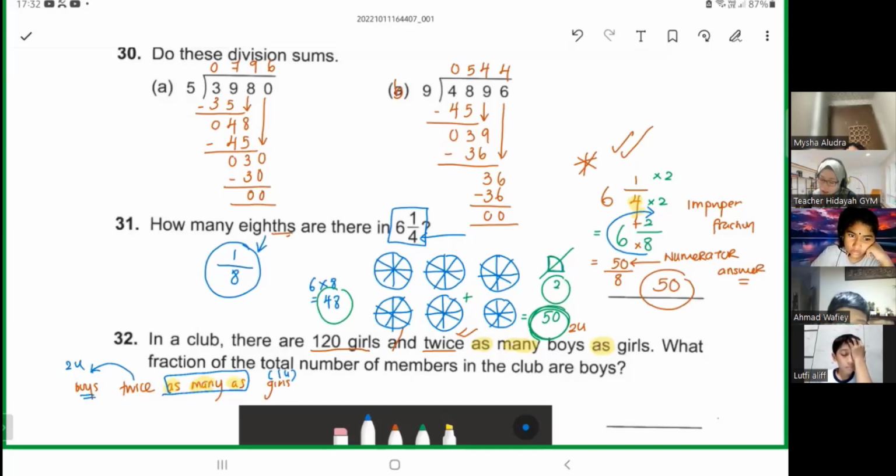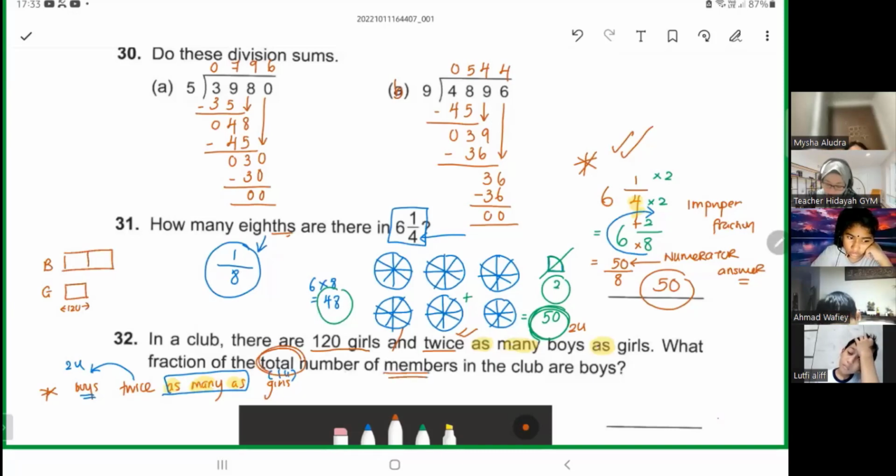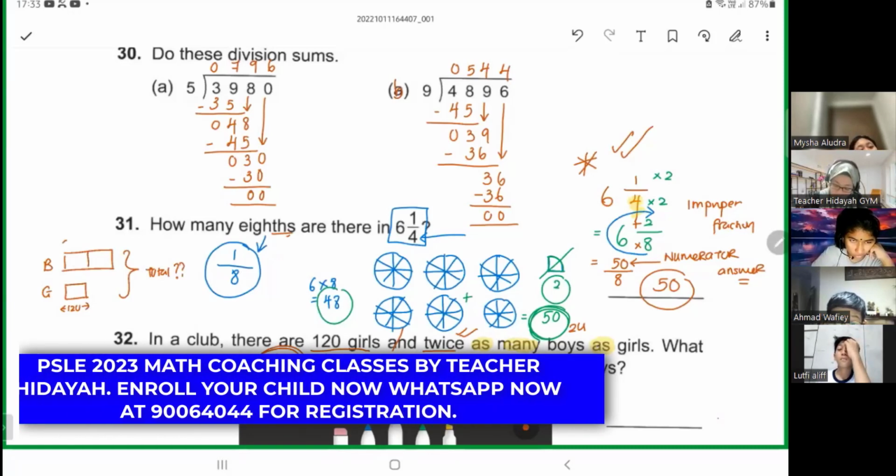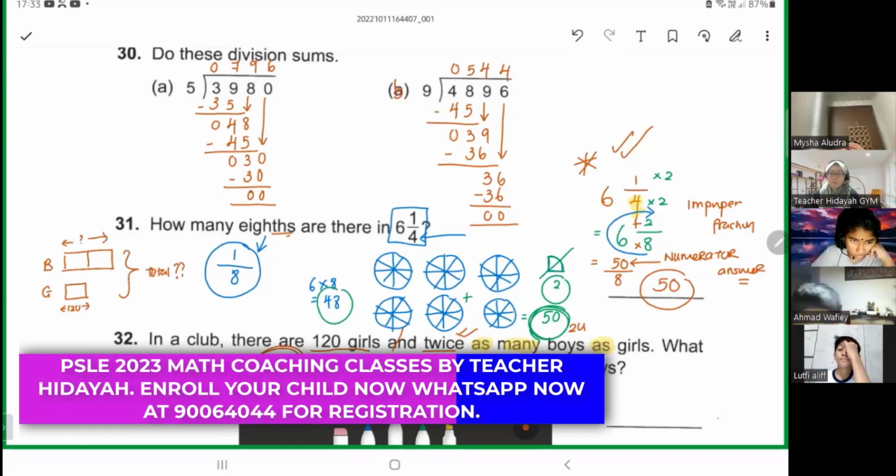Okay, now they say that there are twice as many boys as girls. Let's just write out my model. Boys and girls. Boys is twice as girls. Girls is 1, we established it here already. There are 120 girls. This one is 120. What fraction of the total number of members in the club are boys? I need to find the total, and also I need to find my boys.